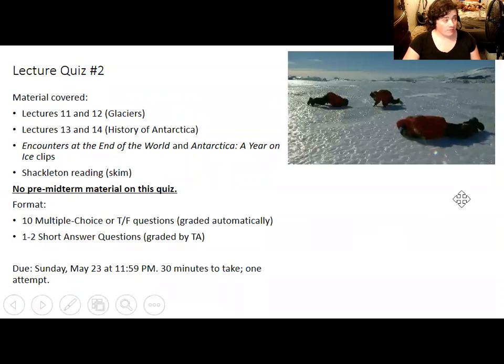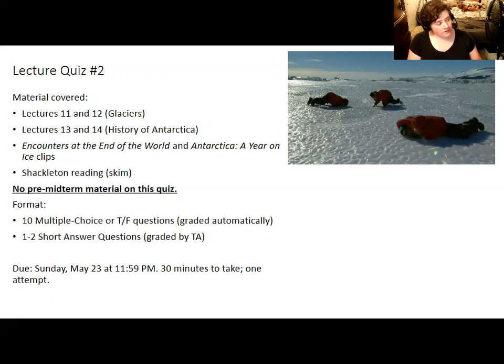As for lecture quiz number 2, it is on lectures 11 through 14, so on glaciers and the history of Antarctica. It is due this Sunday, and if you weren't able to attend the review session that I hosted today on Wednesday, May 19th, the slides for that are uploaded and the recordings for that are also uploaded. So I recommend taking a look at that for some example questions and for an idea of the scope of what the quiz actually covers. Again, there will be 10 true or false and multiple choice questions, and then 2 short answer questions that the TAs will grade. You have 30 minutes to take it, and you have 1 attempt to do it.